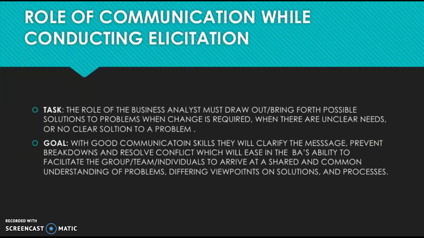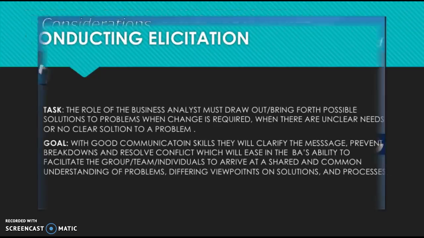The role of communication while conducting elicitation: the task is that the business analyst must draw out or bring forth possible solutions to problems when change is required. The goal: with good communication skills, they will clarify the message, prevent breakdown, and resolve conflict. This will ease the business analyst's ability to facilitate the group, team, or individuals to arrive at a shared and common understanding of problems, and differing viewpoints on solutions and processes.